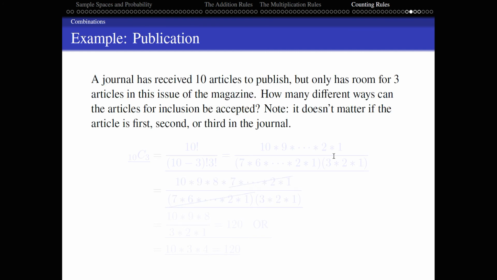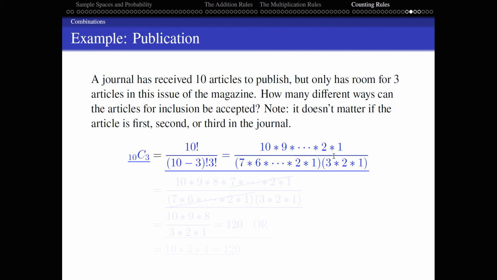So for example, a journal received 10 articles to publish but only has room for 3 articles. Now it doesn't matter if your article is first or second or third in the journal. If you get published, you get published. So all you have to do is be selected, and order doesn't matter. Given that order doesn't matter, how many different ways can you select the articles for inclusion?